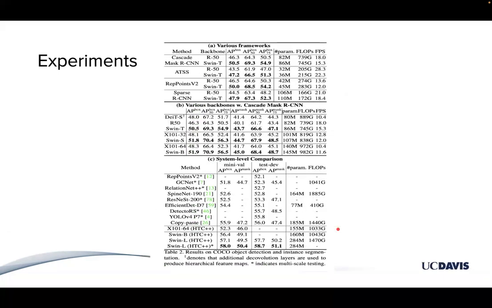So the next experiment is on object detection, that is the COCO object detection dataset. Here also we can see that Swin Transformer achieves significantly improved accuracy compared to ResNet 50 and various other models. And here also Swin Large achieved better accuracy in the system-level comparison.